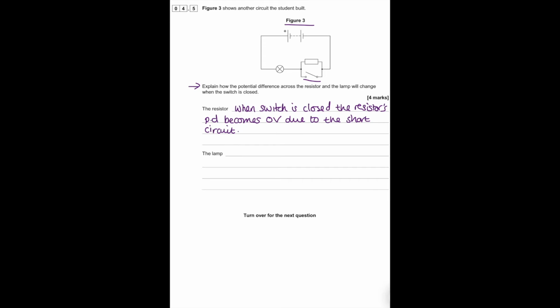Now, in terms of the lamp, the potential difference across the lamp will increase because now the current across the lamp has increased.